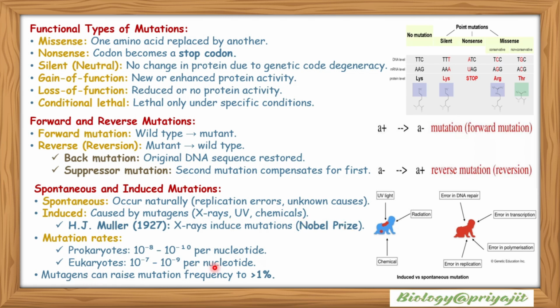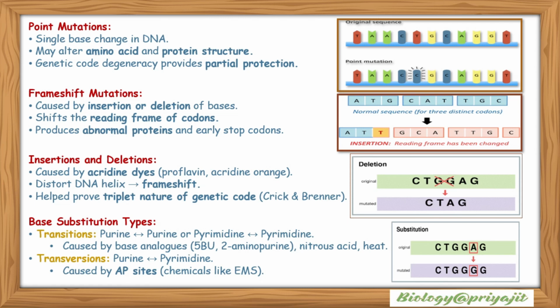Mutation rate: in prokaryotes, the mutation rate is 10 to the minus 8 to 10 to the minus 10 per nucleotide, and in eukaryotes the rate is 10 to the minus 7 to 10 to the minus 9 per nucleotide. Mutagens can raise mutation frequency to more than 1%. Point mutations occur when a single base changes in DNA and may alter an amino acid and protein structure. Genetic code degeneracy provides partial protection against point mutations.